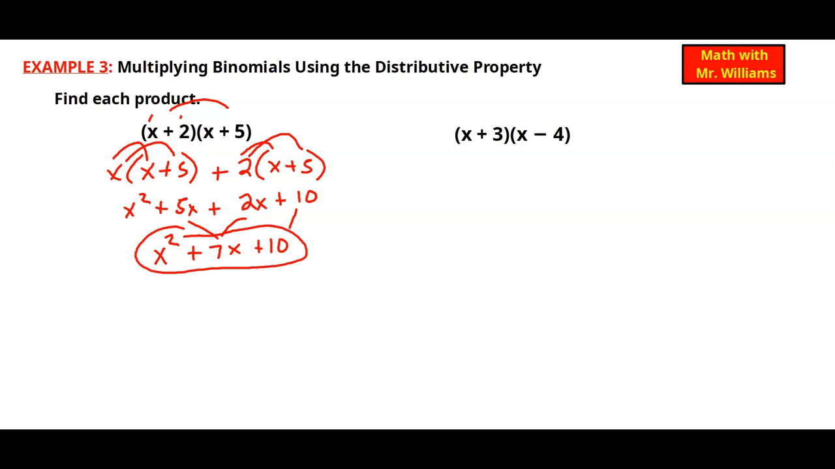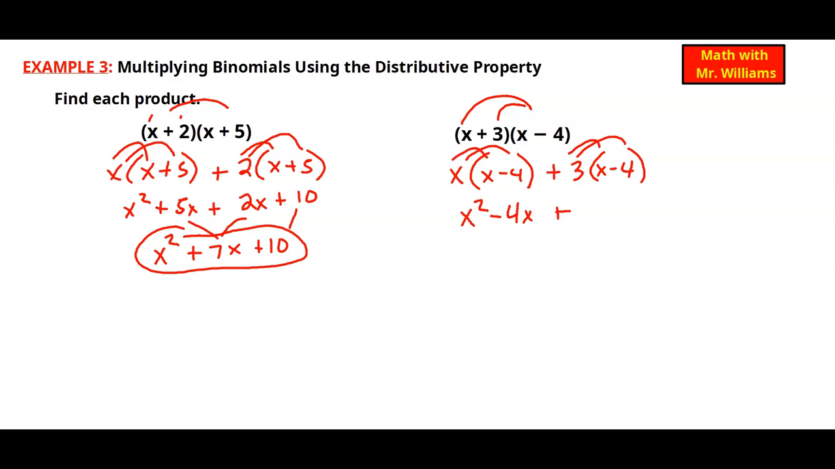We take the terms in the first binomial and multiply them to the second binomial. We rewrite that as x(x - 4) plus 3(x - 4). Let's multiply this out using the distributive property. We have x times x, and x times negative 4 is minus 4x, plus 3 times x is 3x, and 3 times negative 4 is negative 12.